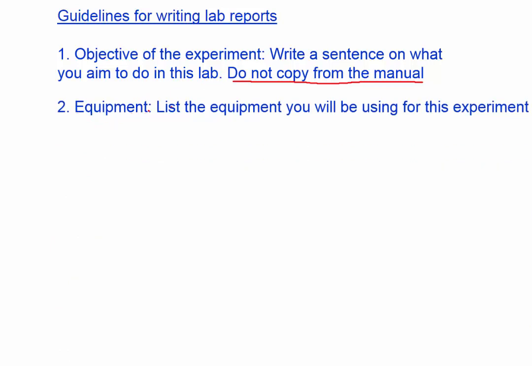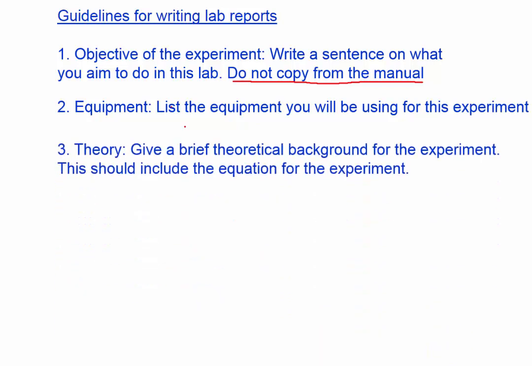Second, give a list of equipment that you use for this experiment. It is very important because this is an online lab and you must be familiar with what equipment I used for doing this lab. The third is give a summary of the theory of the experiment. Give a brief theoretical background for the experiment. This should include the equation for the experiment. Every experiment has an important equation.